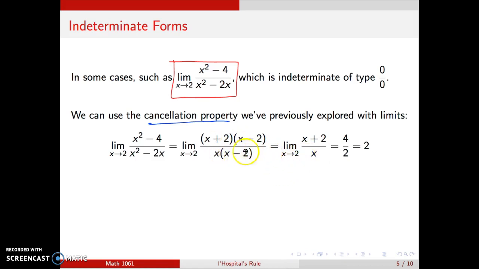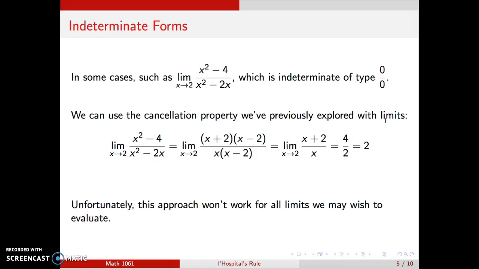provided f of x equals g of x at every point except that point that you're approaching, then the limits are the same, and that's what we have here. So you can do that cancellation, and you get just a nice rational function there where 2 is in the domain of that. So you do a direct substitution, and you're in great shape. The limit is 2. Now, this approach won't work for all limits, unfortunately.